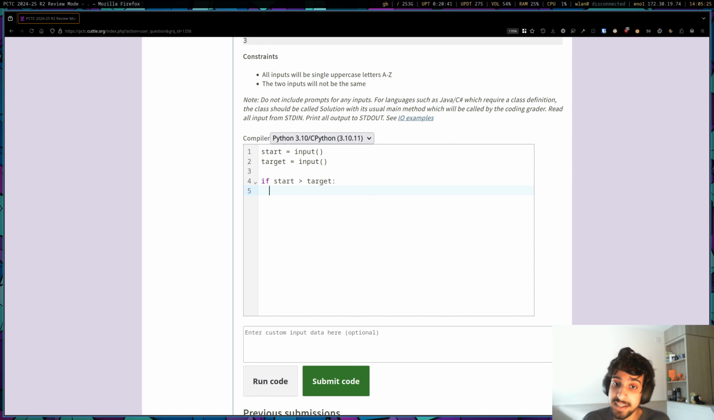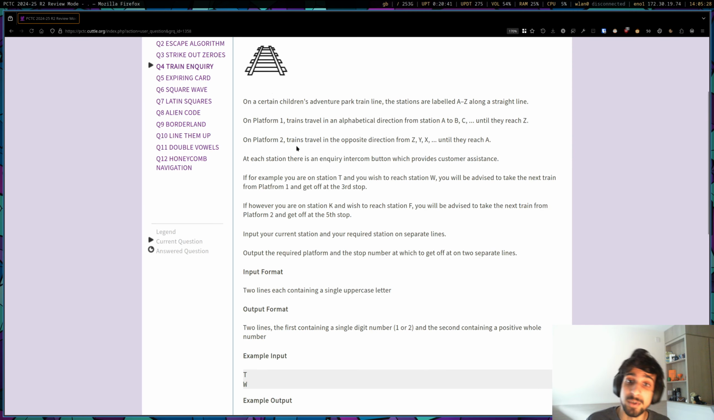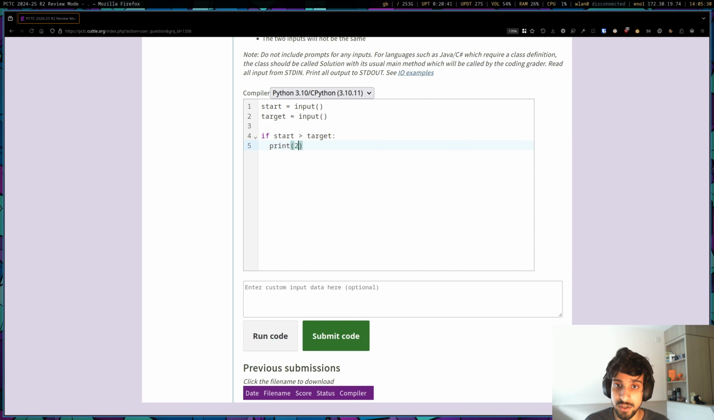So in this case, if start is after target, then we want to be going backwards, and so we want to go in platform 2. So let's just print off 2 for platform 2. Otherwise, we want to be going forward, so we can print off 1.